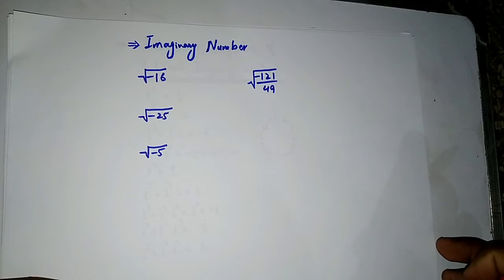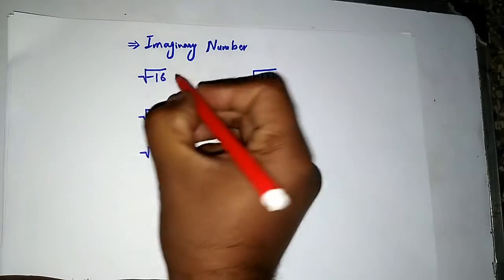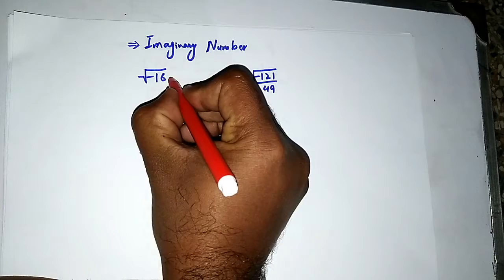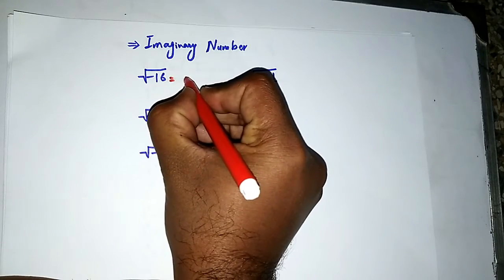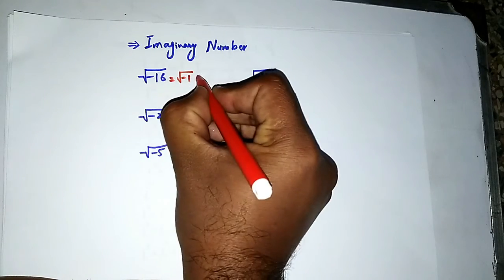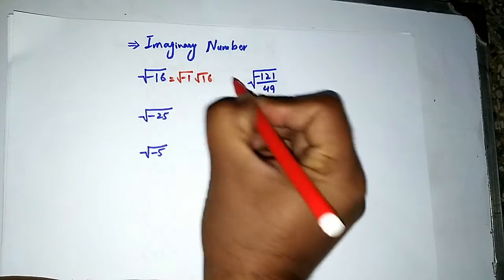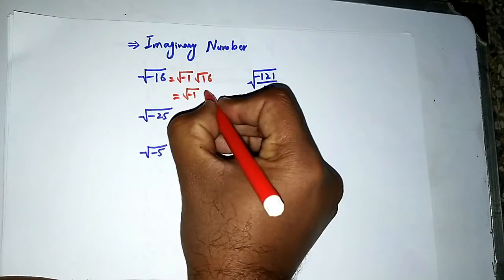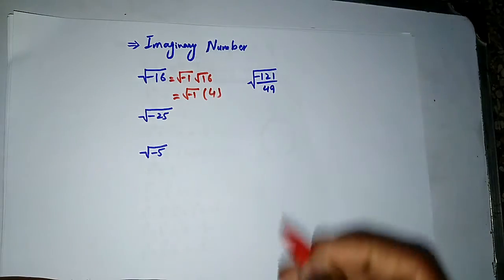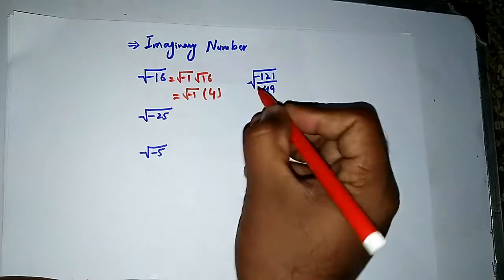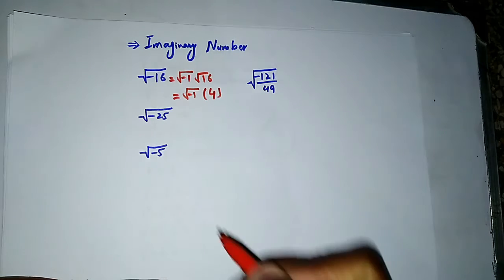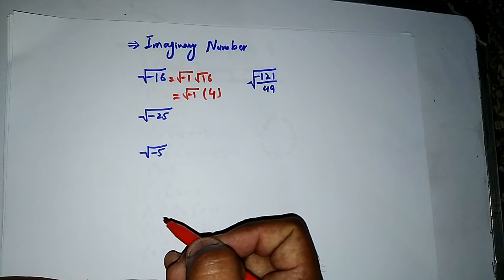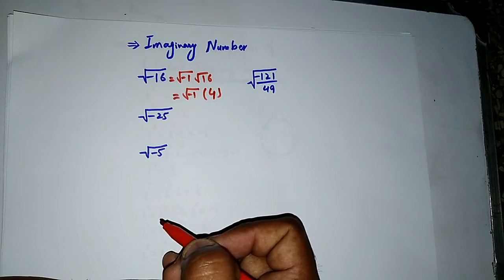If we take a look at numbers like square root of -16, we will see that we can write it as square root of -1 and square root of 16. You can also write it as square root of -1 multiplied by 4. We can solve the square root of 16, but we cannot solve the square root of -1. This is a new number for us.